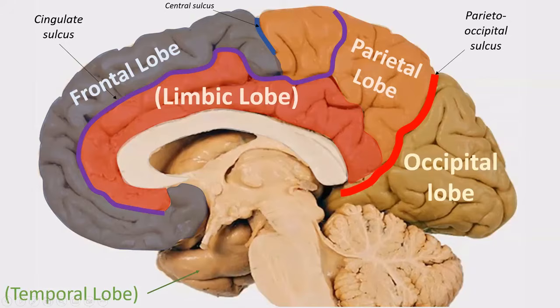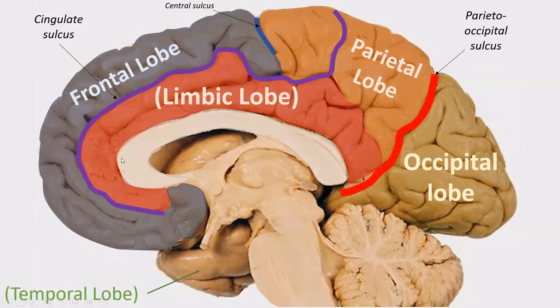Now, let's discuss the gyral and sulcal anatomy on the medial surface of the brain. This we've already discussed, the distinction of the brain into various lobes in the medial plane based on the two important landmarks, the parieto-occipital sulcus and the cingulate sulcus.